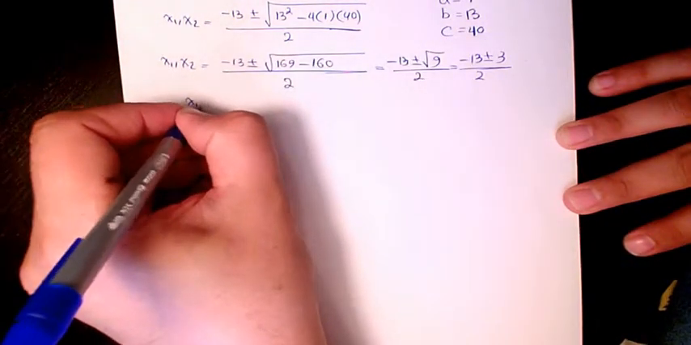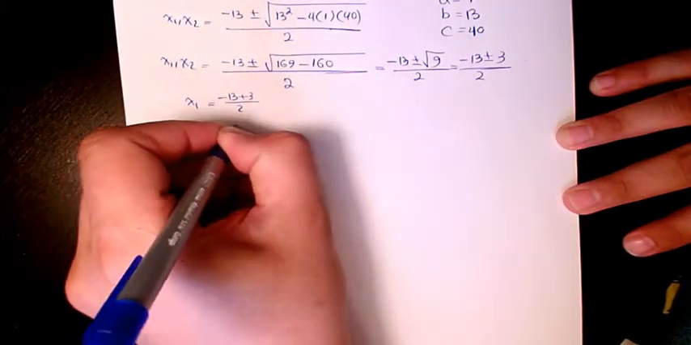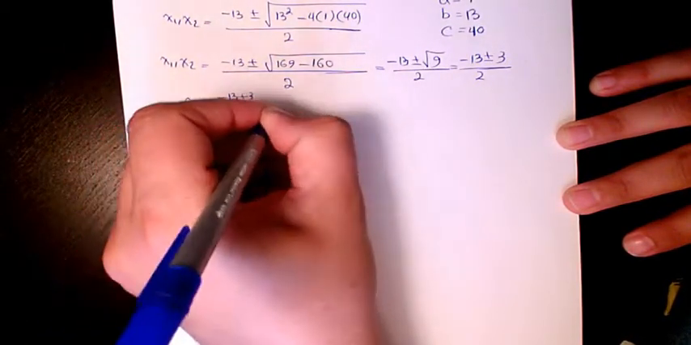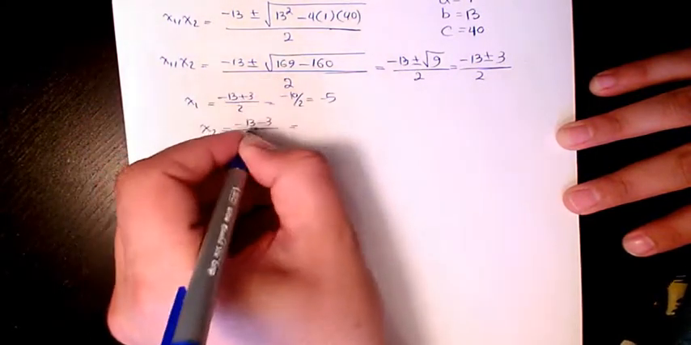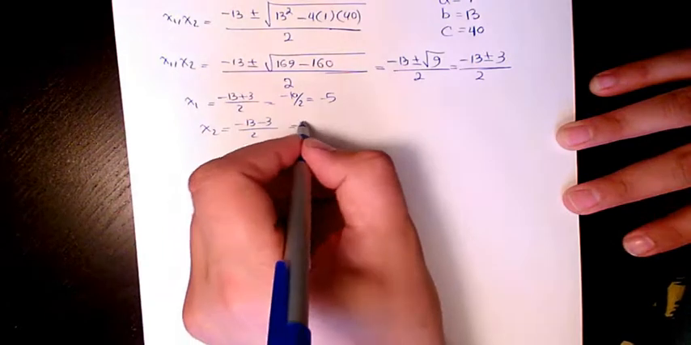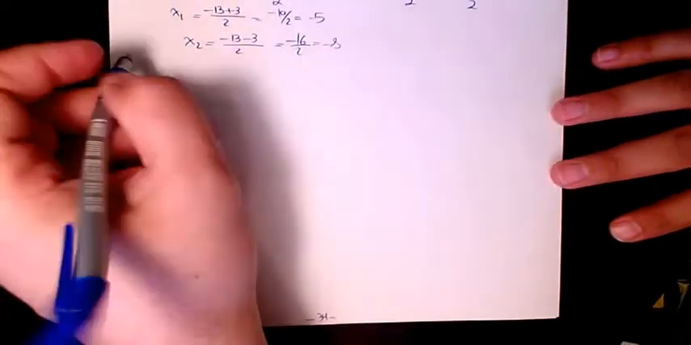So x1 will be negative 13 plus 3 over 2. x2 will be negative 13 minus 3 over 2. So here we have negative 10 over 2, which is negative 5. Negative 13 minus 3 is negative 16 over 2, which is negative 8. Next example.